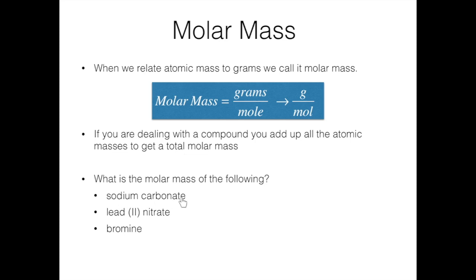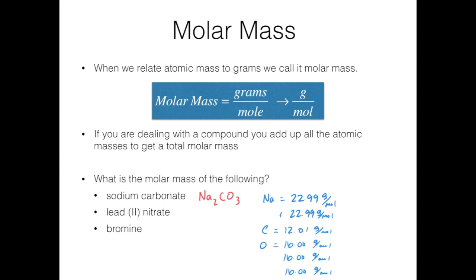So for example, sodium carbonate. Sodium carbonate is Na2CO3. So what we do is we take out our periodic table and we add up all of the masses of each one of the atoms to figure out the molar mass of this molecule, sodium carbonate. So sodium is 22.99, and since there's 2 of them, we do that twice. Now carbon is 12.01, and then we add 3 oxygens because carbonate has 3 oxygens in it, so it's 16.00 times 3. And if you add all those up, you get 105.99 grams per mole, and that is what is known as the molar mass of sodium carbonate.